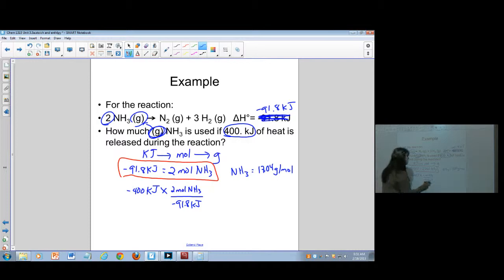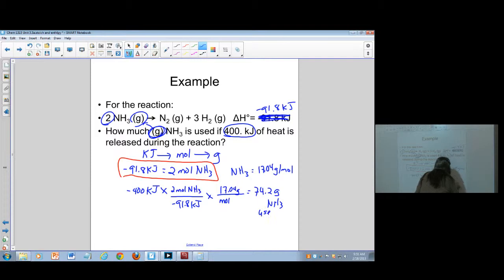And then it asked me for grams, so I'm also going to convert to grams. So that'll be 17.04 grams for every mole of ammonia. And that works out to be equal to 74.2 grams of NH3 used.